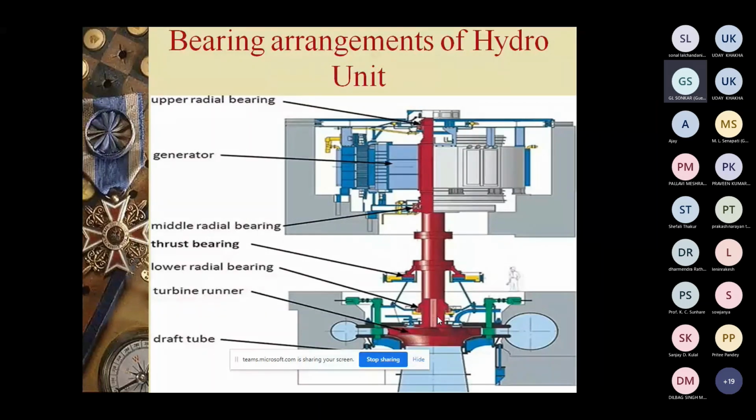These are the three types: suspended type, umbrella type, and semi-umbrella type. In semi-umbrella, one generator guide bearing is missing; the others are there. So depending upon the positioning of the thrust bearing, you can say if it is a suspended type, umbrella type, or semi-umbrella type.